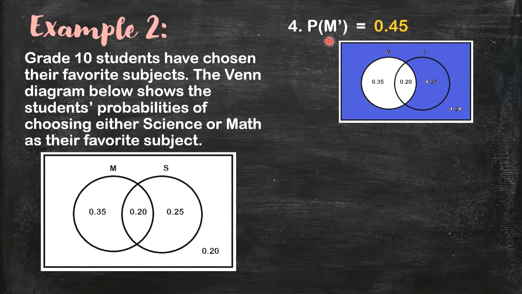There's another way to get P of M prime. Okay? So, you may want to consider this whole thing, di ba? 1 to. Okay? And then, minus the probability of M. If you do that, ang matitira, itong mga shaded portion. Okay? You'll have this. 1 minus probability of M. Of course, you will get 0.45 also.